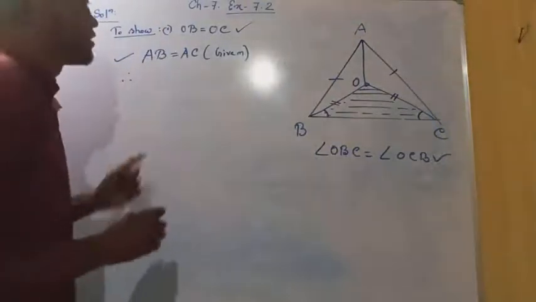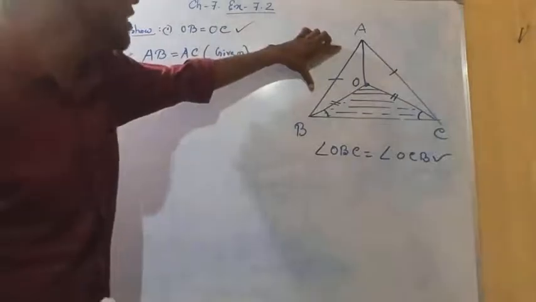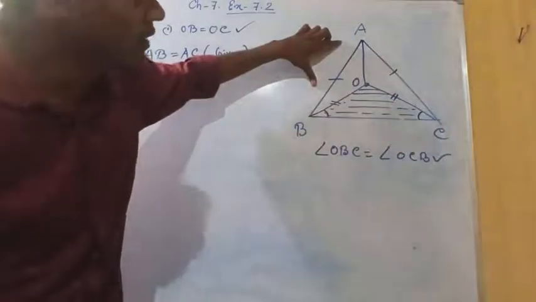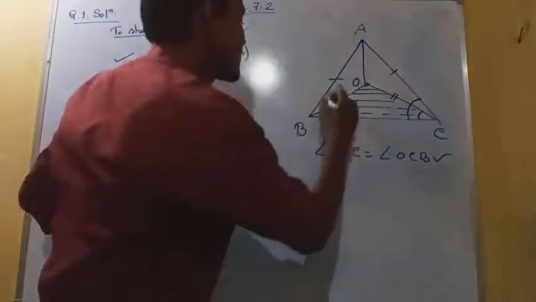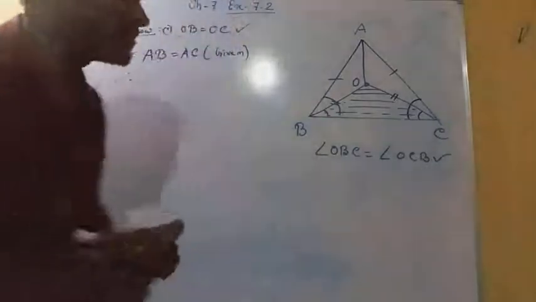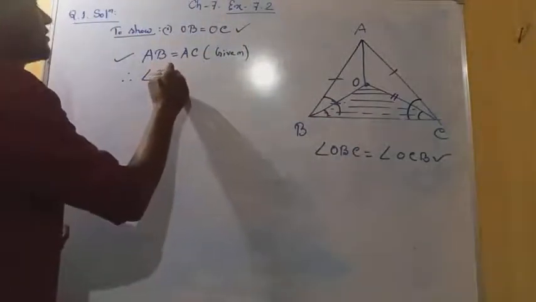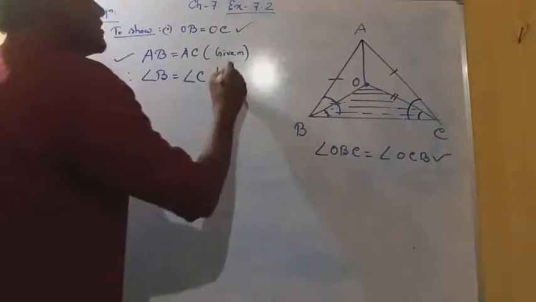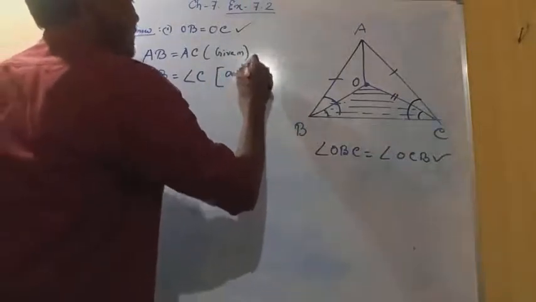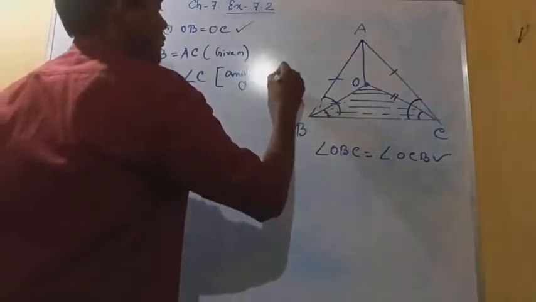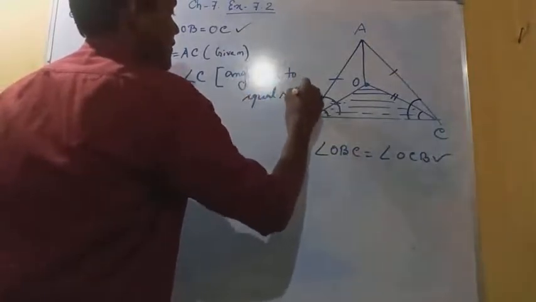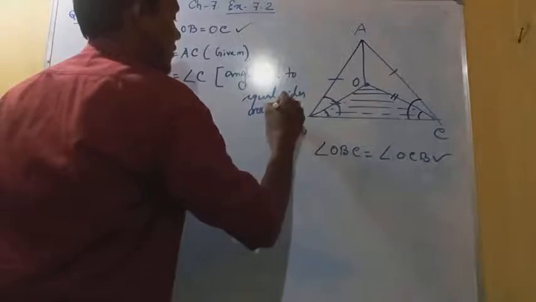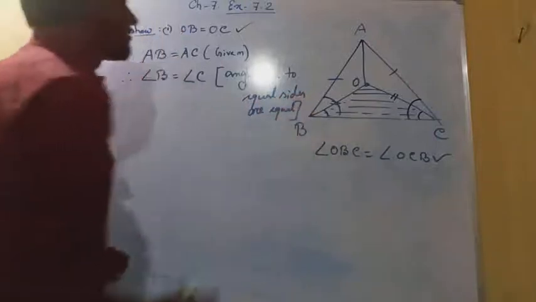Therefore, the angle opposite to AB is angle C, and the angle opposite to AC is angle B. Therefore, I can write angle B is equal to angle C. Reason: angles opposite to equal sides are equal.